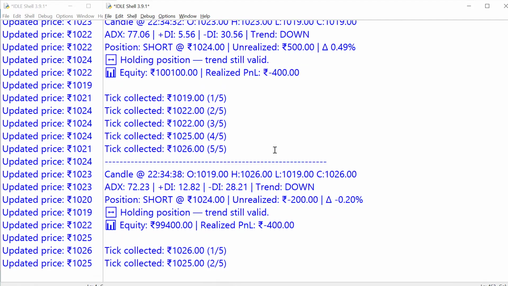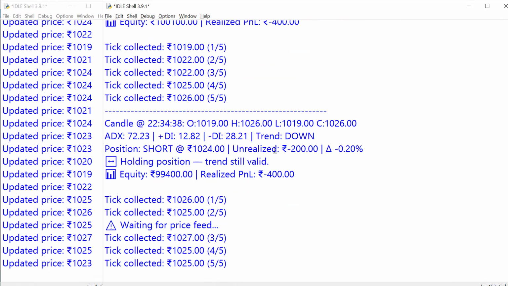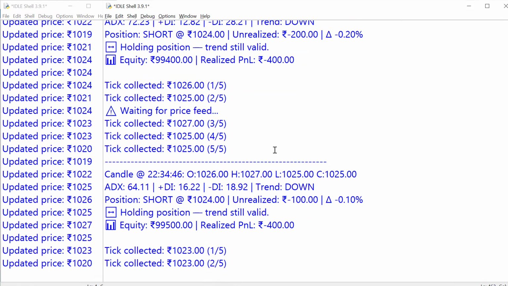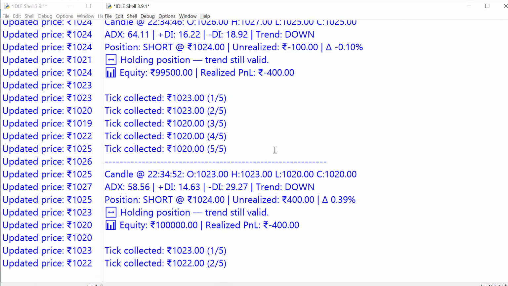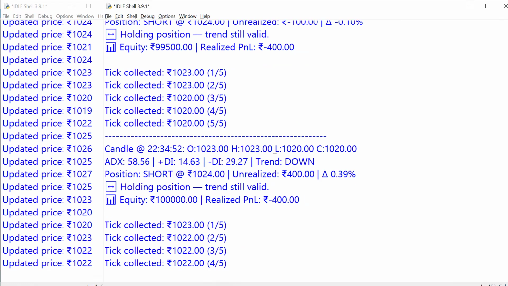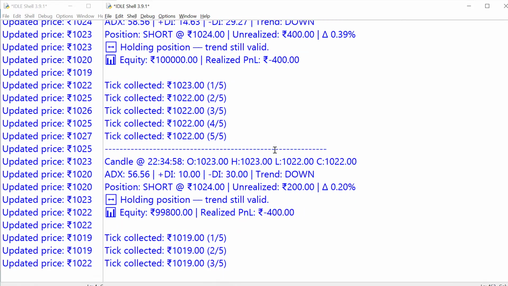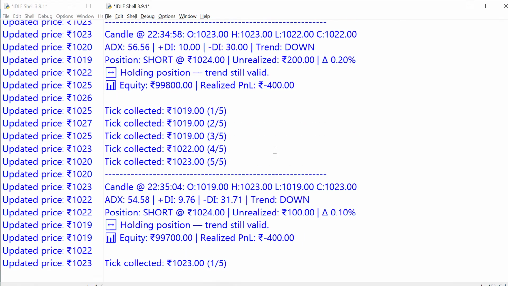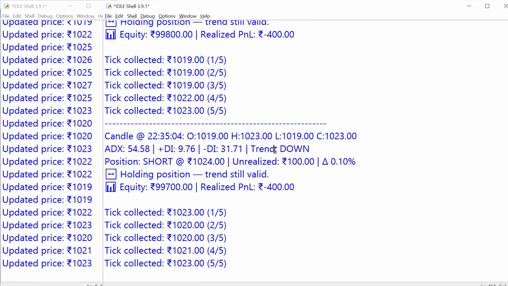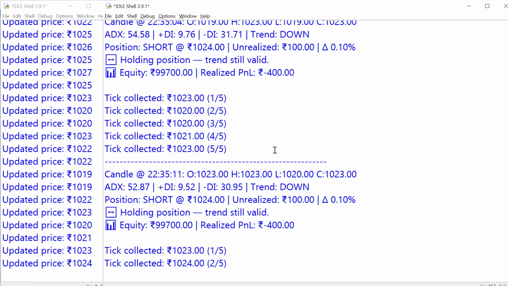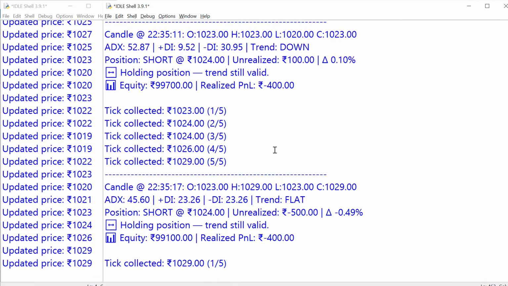We are waiting. The trend is still down because minus DI is greater than plus DI. If the trend changes, it books the loss. It's completely okay to book the loss rather than making a big loss. So 1024 is our entry. The ADX is going to go down because the price is trending in a certain value only. It's not going up, not going down. If the trend changes, we are going to book.